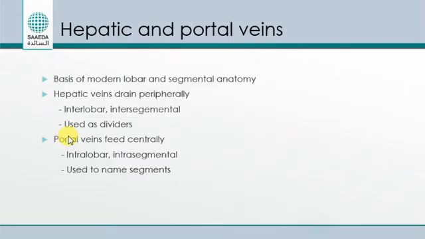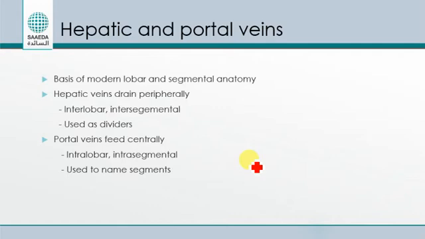Regarding the hepatic and portal veins, they are the basis of the modern segmental anatomy. It's very important to know the segmental anatomy nowadays, because surgeons are much more capable of going in the liver, of removing focal pathology without damaging the rest of the liver if they know which segment to look for. And that's why we should be very accurate in describing which part of the liver the pathology is in.